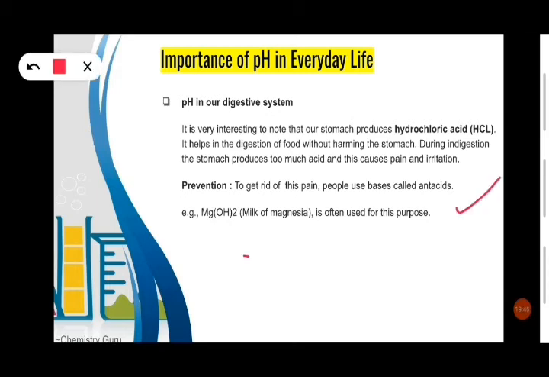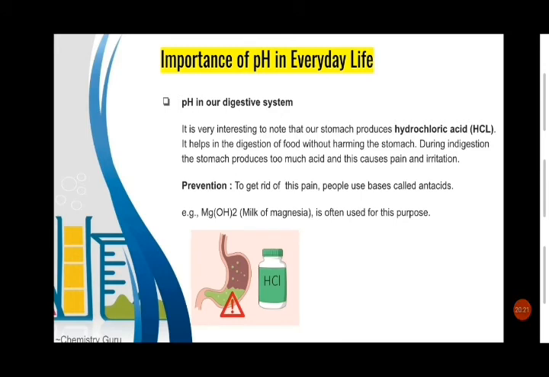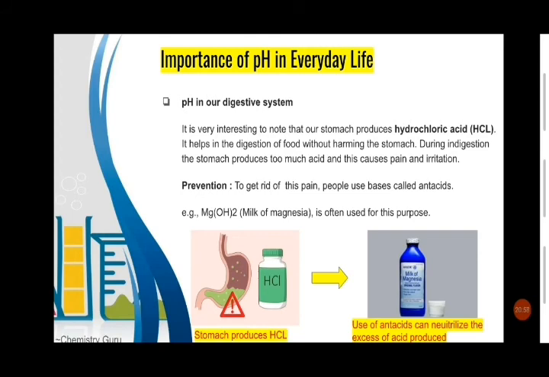For example, milk of magnesia, Mg(OH)2, magnesium hydroxide, whose common name is milk of magnesia. The pH value of milk of magnesia is 10. Right? I hope this is clear now. This was just a basic example. You can see here that such antacids are used to neutralize the effect of the acid. So what is the function of this base? Just to neutralize the effect of the acid.